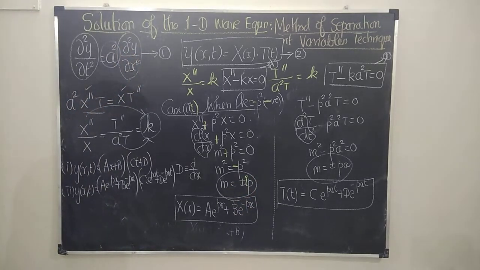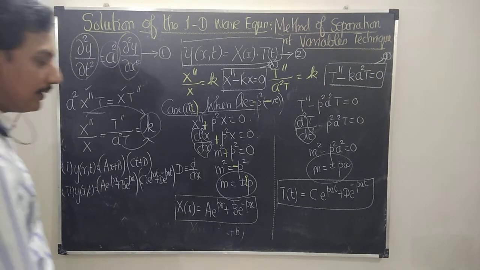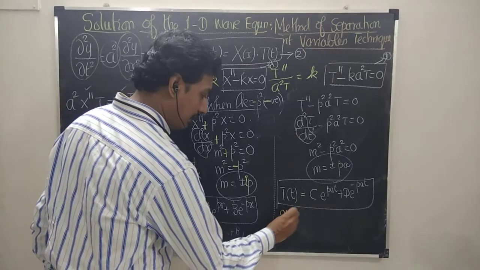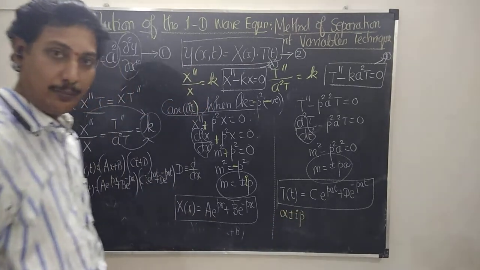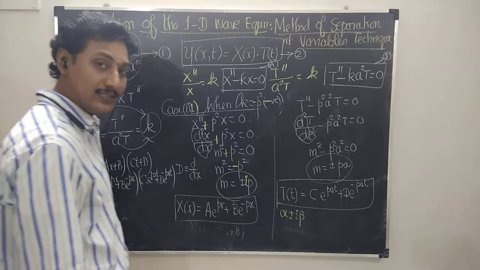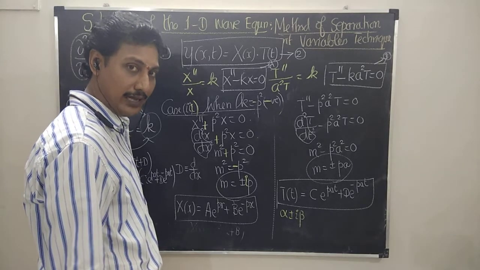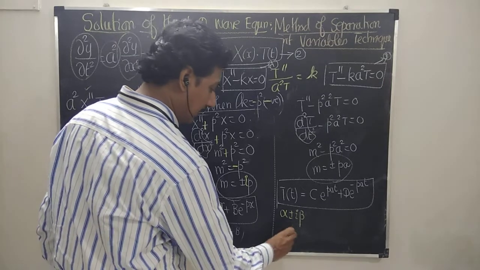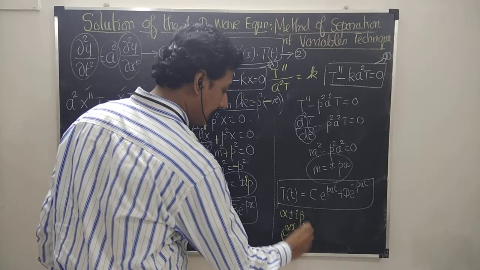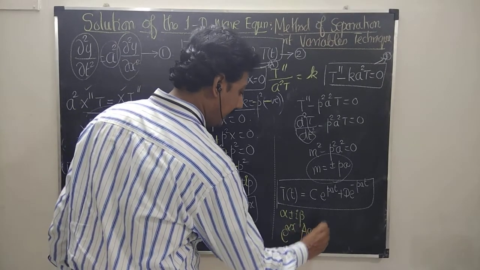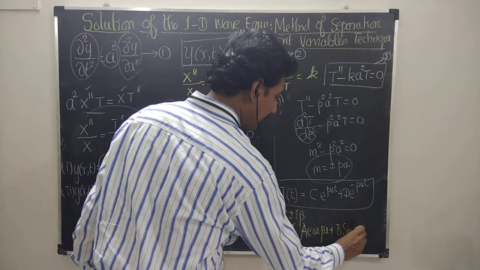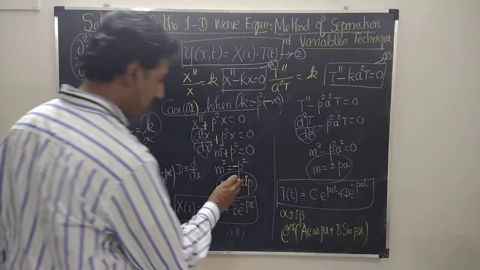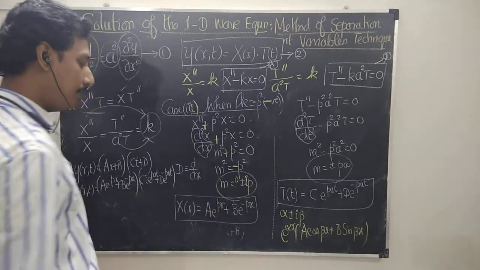It's a complex root. Once it is a complex root, what will be the complementary function? As you remember, if the roots are complex, obviously they occur in conjugate pairs. So alpha plus i beta, for example, is my complex root. Then the corresponding complementary function is e to the power alpha x, a cos beta x plus b sin beta x, isn't it? In this case, alpha is 0 and beta is p.